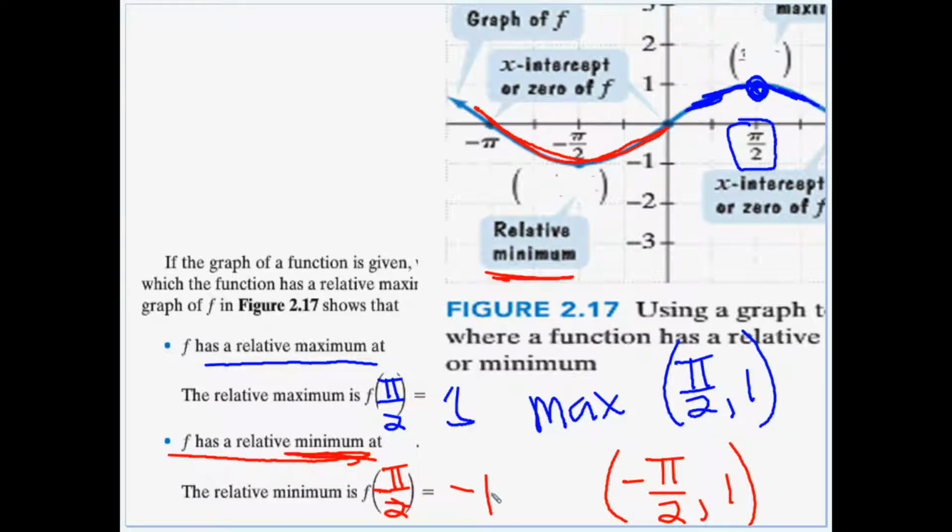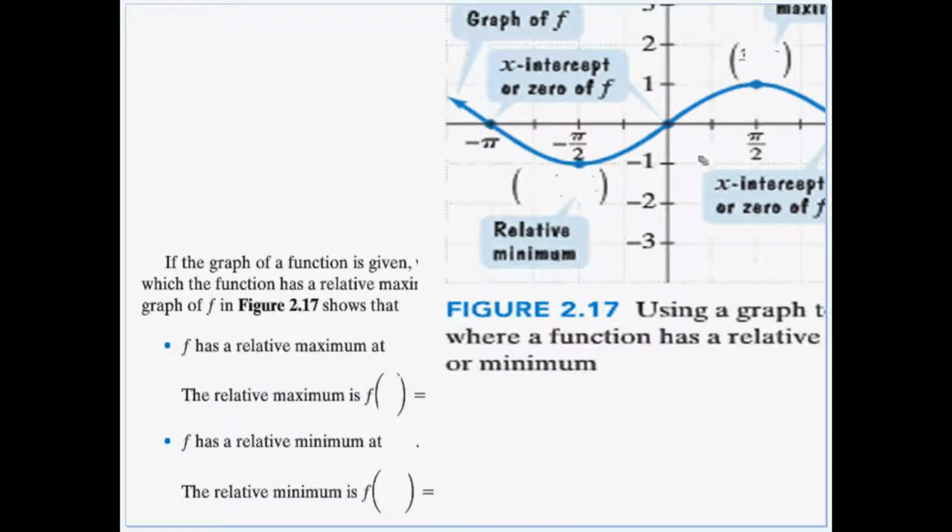I'll switch back to red ink down here. This was our min. So there are our points, our min and our max. Again, we can get them just by looking at the graph sometimes.